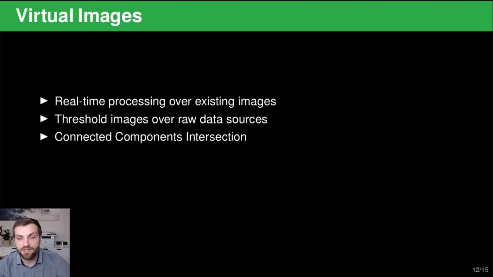So another feature that Paintera has is virtual images. Virtual images are generated on the fly by processing existing images without requiring the additional memory footprint. Currently, there's a threshold source, which allows you to provide a threshold of raw data, and a connected component source, which allows you to select two images and intersect one into the other. Where the images intersect, the component in this second image will be labeled.